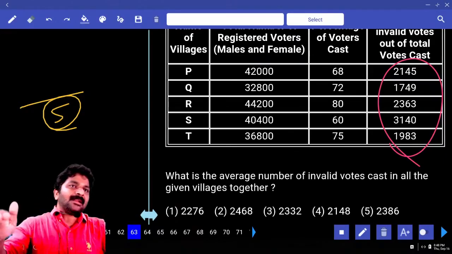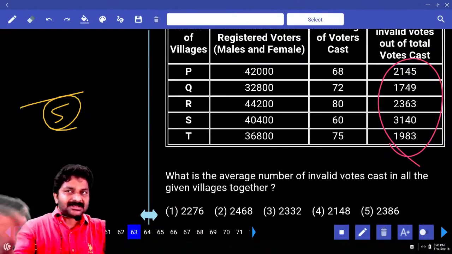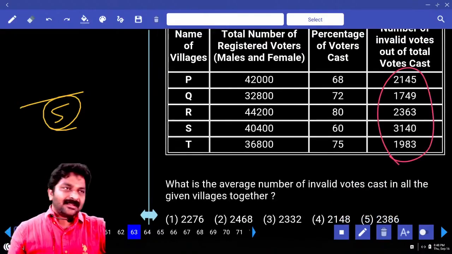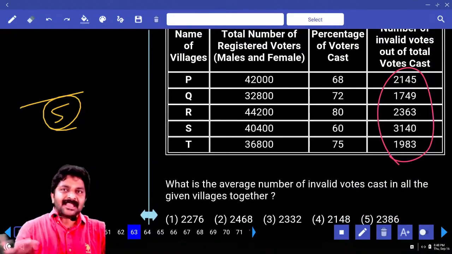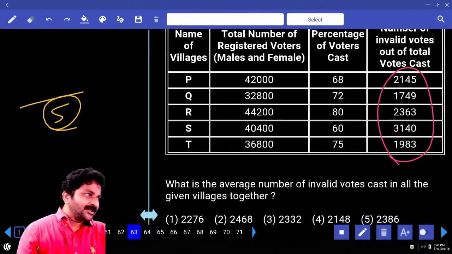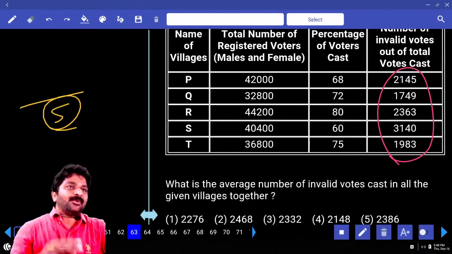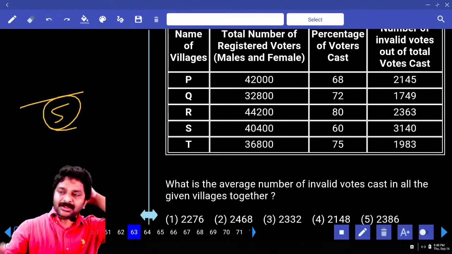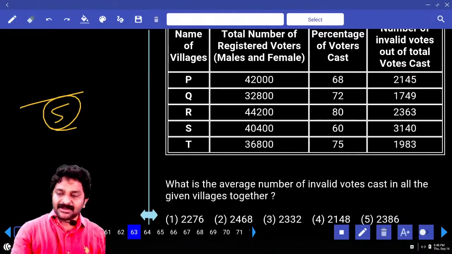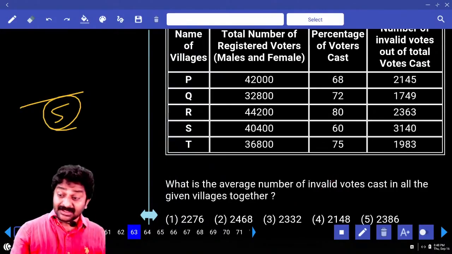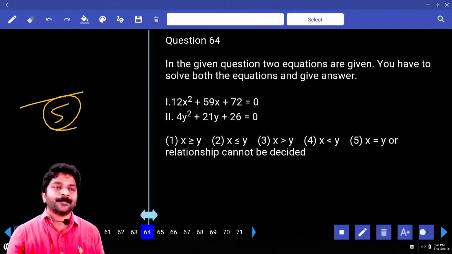Either you have to use benchmark or you need to use sum of numbers by number of numbers. Benchmark is possible, I don't say it is not possible, but it takes time, because 4-digit numbers are there and none of the numbers are round figures. So definitely it takes time. Instead of these numbers, if you have 2100, 1700, 2300, 3100 like that, then definitely you can use benchmark. Understood? Right, so it is better to use sum of numbers divided by 5. So I am leaving this question for you. I am not sure, but I hope you can do that.